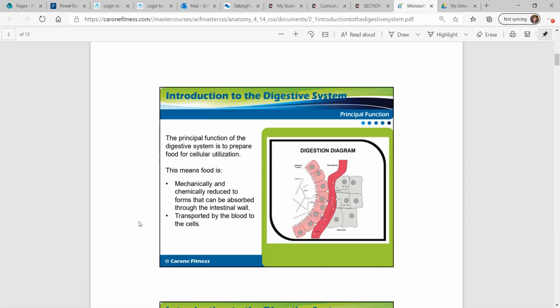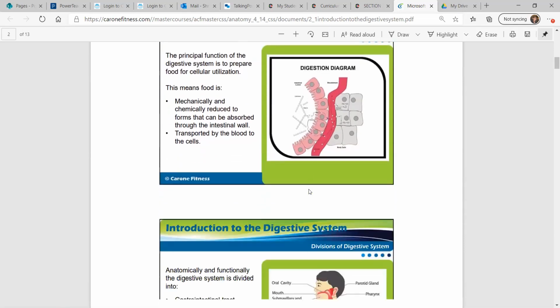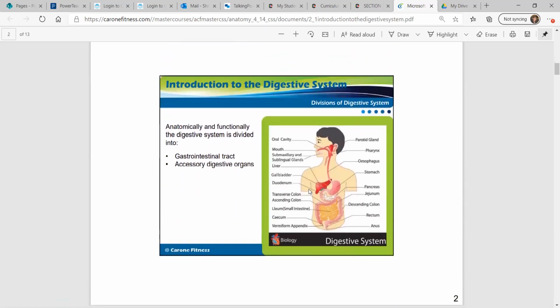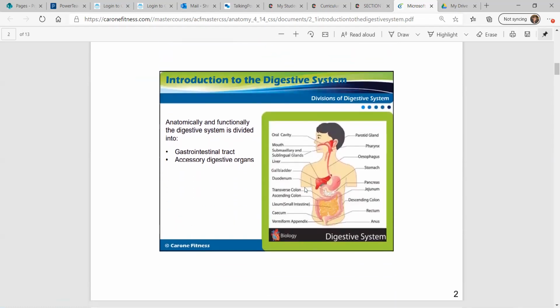The principal function of this system is to prepare food for cellular utilization. This means food is mechanically and chemically reduced to forms that can be absorbed through the intestinal wall and transported by the blood to the cells. So those are the two things this system really focuses on, either mechanically or chemically breaking down the food to a point it can be used, absorbed through the intestinal wall, and then the blood takes it to the cells. All right. And there's a bit of that in this diagram, but we'll get into more details later on.